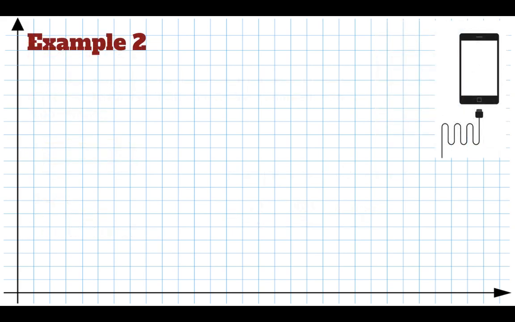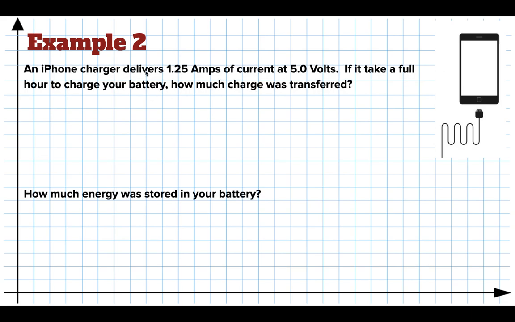Another example involving your phone. Let's suppose you connect your iPhone to a charger that delivers current at 1.25 amps, or 1.25 coulombs every second. Okay? So if we have that much current flowing, and it takes a full hour to charge the battery, how much charge was transferred? So in this case, we know the current is 1.25 amps. We don't know how much charge there is, and we know the time is 1 hour, which is 3,600 seconds. And we're actually not going to use the voltage yet. We're going to use that down below when it asks how much energy.